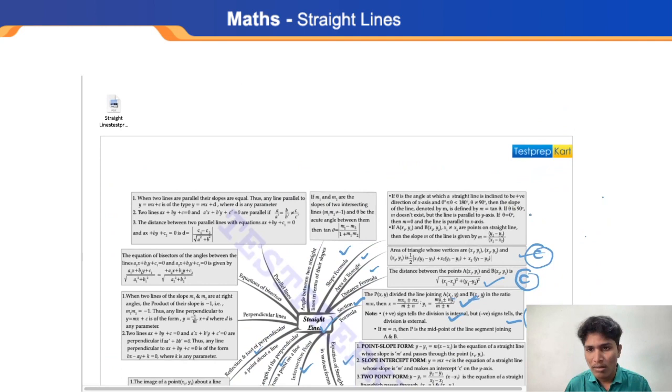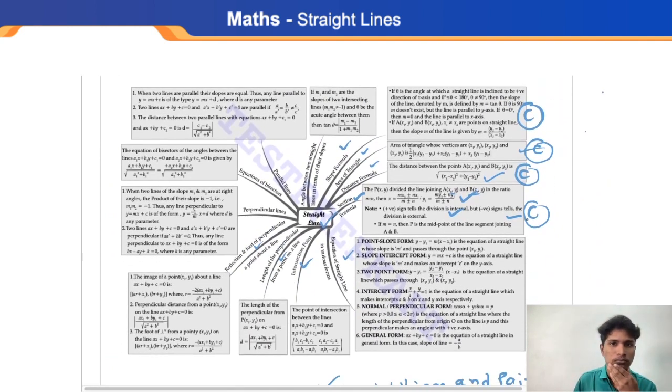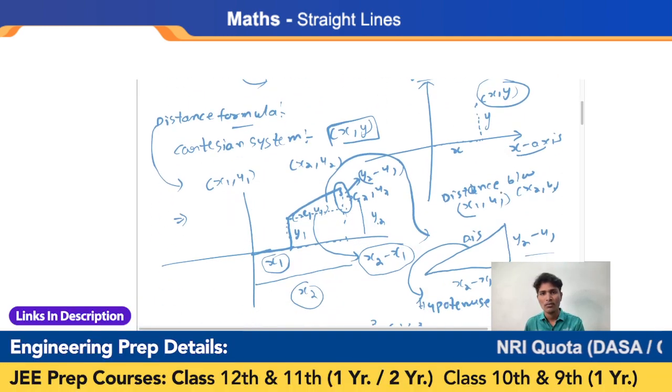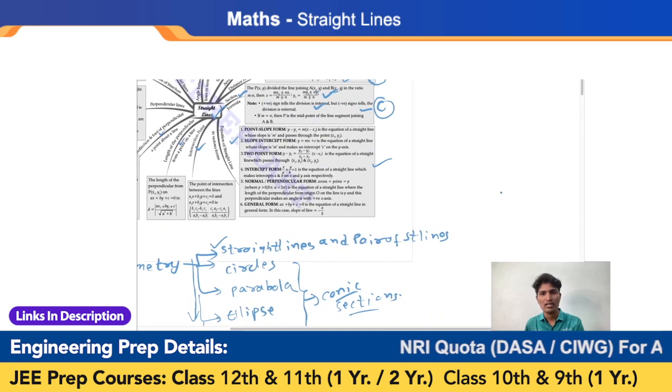So this block is also completed. That is, if m1 and m2 are the two slopes of the two intersecting lines, and theta is the angle between them, tan theta is equal to the formula. They are asking for the formula for tan theta, which I already explained. Now I will explain the different forms of lines. Here only I will explain so that you can understand.